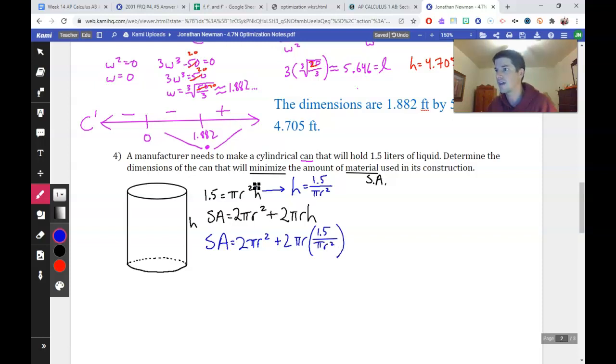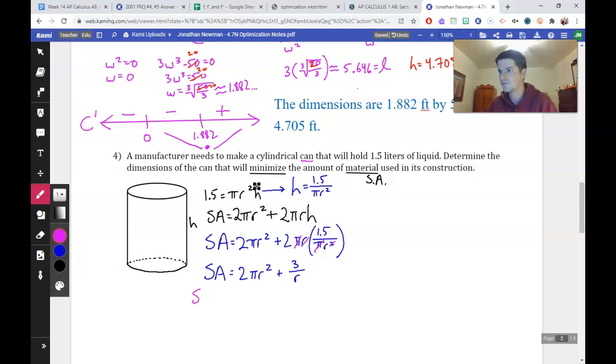We see some nice things happen again. There's a common theme. So r divides out with r, the pi divides out with pi, and so we get 2 times 1.5 is 3. So our surface area, before we take the derivative, is 2 pi r squared plus 3 over r. This is going to be nice to take the derivative of.